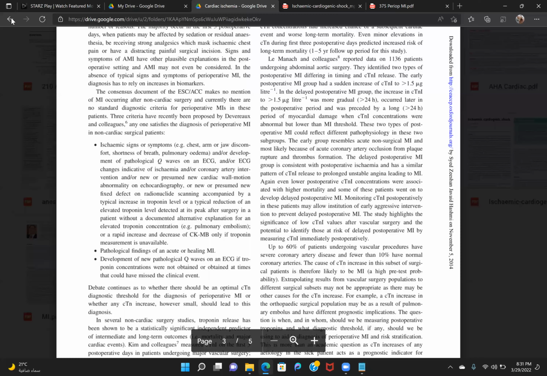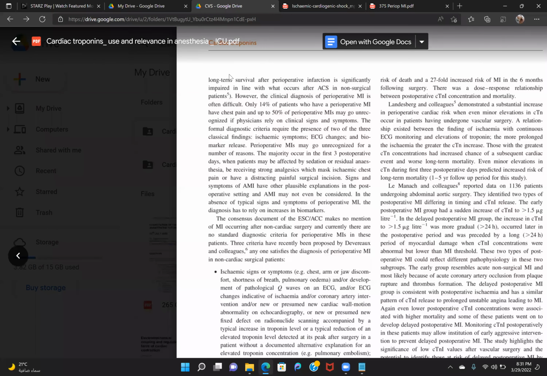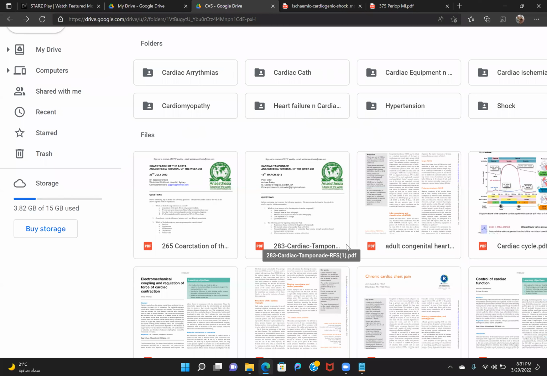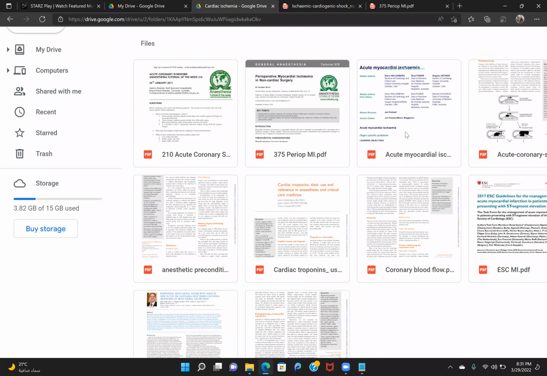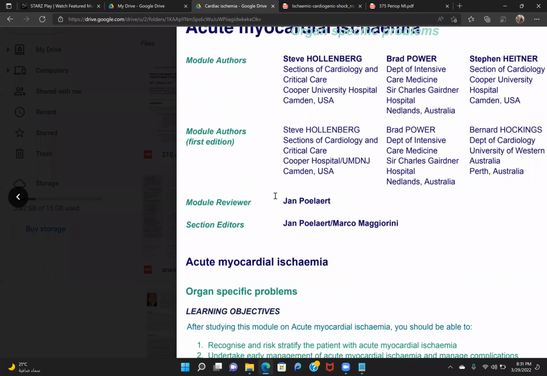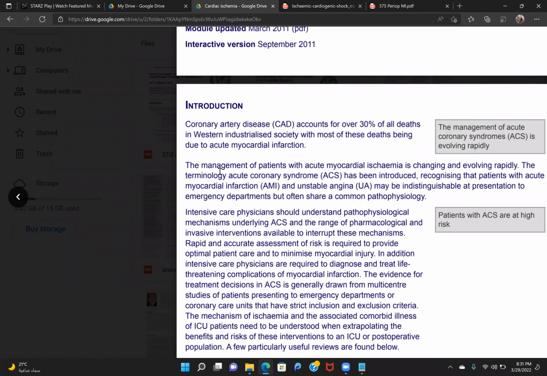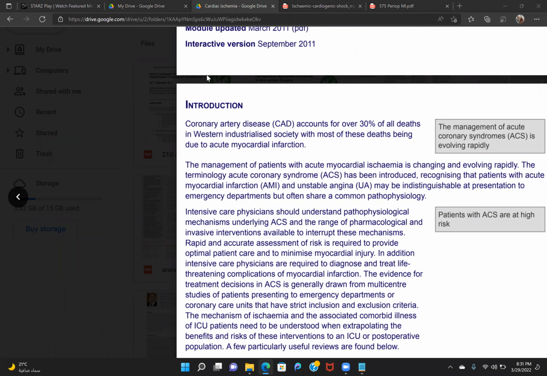Just a second, actually. So what will be the considerations in the post-operative period? Just give. Yes.